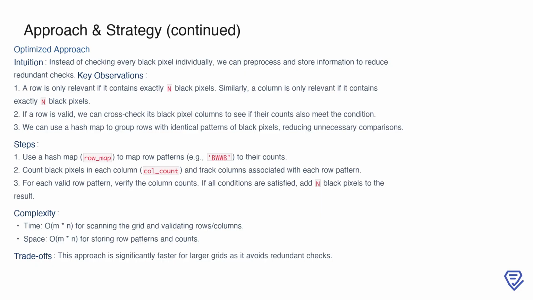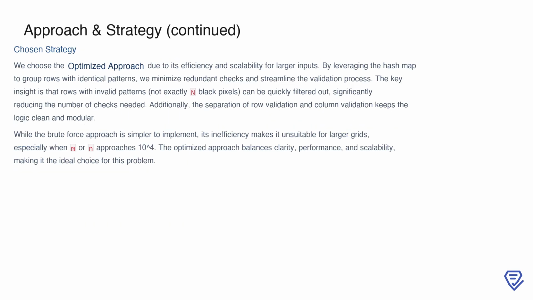The optimized approach has a time complexity of m*n, as it processes the grid and validates rows and columns efficiently, with a space complexity of m*n, to store the row patterns and associated data. This method significantly reduces redundancy, making it much faster for larger grids. Given the trade-offs, the optimized approach is the preferred strategy for solving this problem due to its efficiency and scalability.